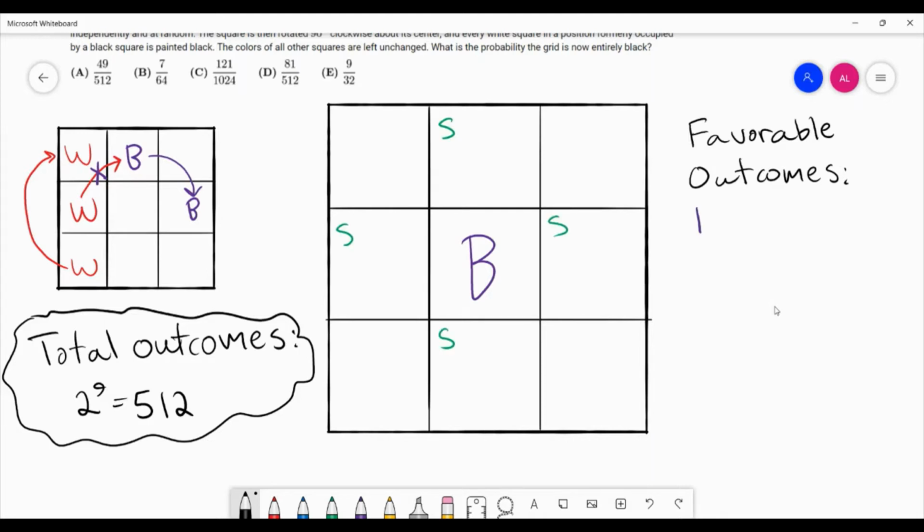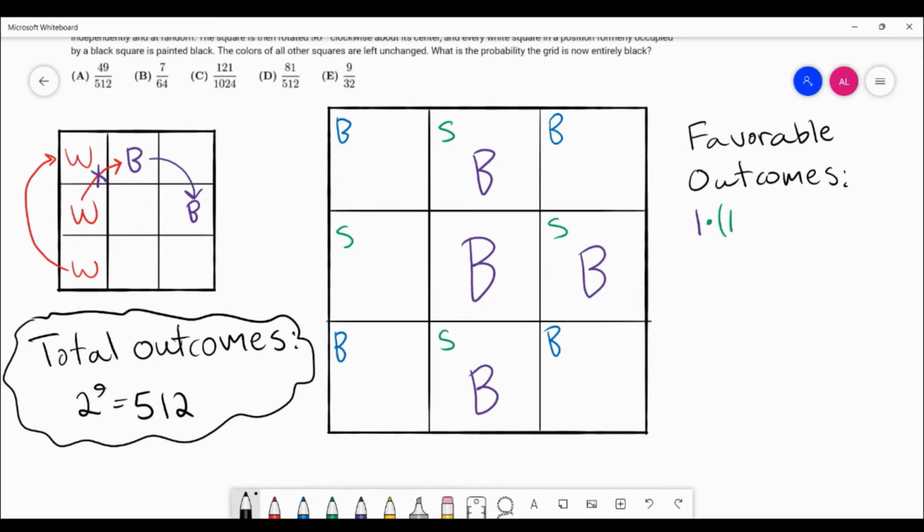And now we'll split up the remaining 8 squares into the 2 groups of 4, side squares and corner squares. So let's suppose that we have no white squares on the side. Right now we're going to do casework on how many side squares are white. We're not going to worry about the corner squares at all. So we can have all black squares, right? If we rotate them clockwise, all the side squares will remain black. So we have one possibility right there.